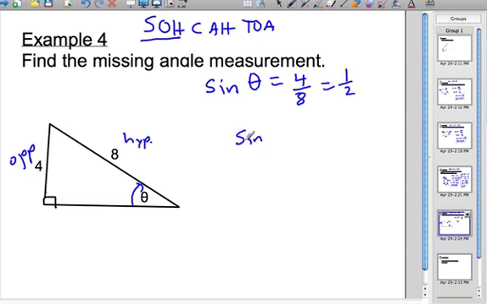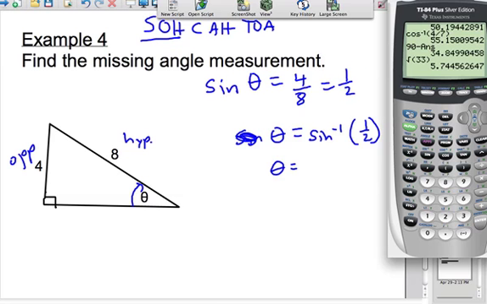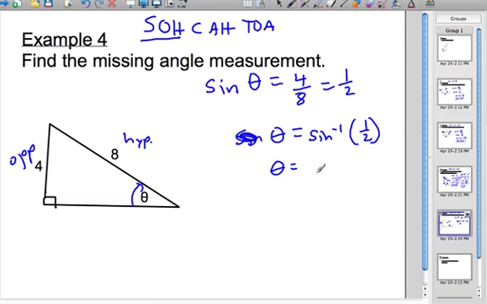So theta is going to be equal to inverse sine of half. Okay, so let's see what happens when we do inverse sine of half. I'm going to do second function, inverse sine, half. I can even type in 0.5 here. And look at that. I don't get a big long decimal. I don't get an irrational number. I get exactly 30 degrees. So I don't even need a squiggly equal sign. It's exactly 30 degrees. Which makes sense because there's another way we can do this problem.